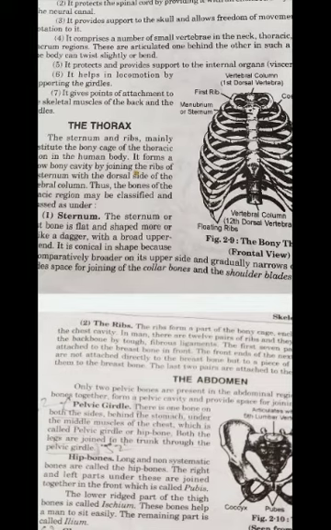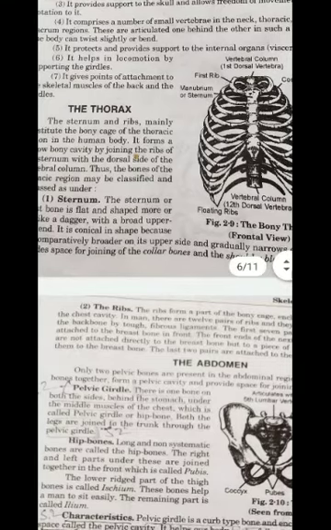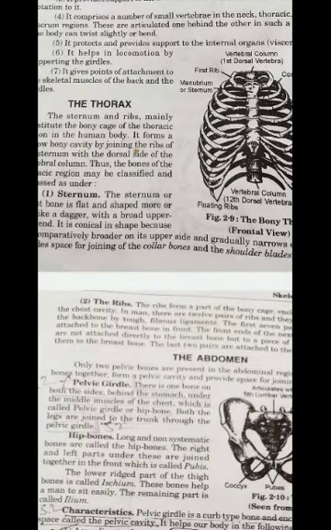Sternum. The sternum or breast bone is flat and shaped more or less like a dagger. With the broad uppermost end, it is conical in shape because it is comparatively broader on the upper side and gradually narrows downwards. It provides space for joining the collarbones and the shoulder blade or scapula.